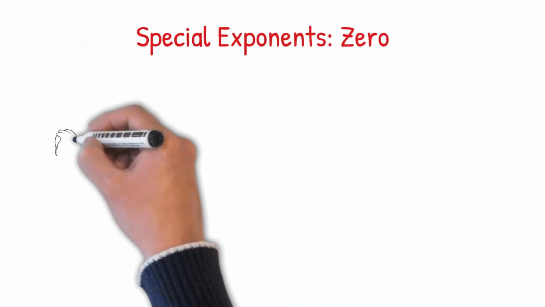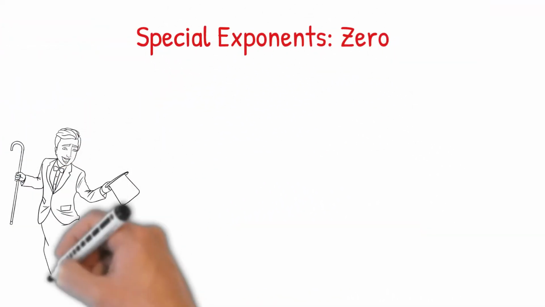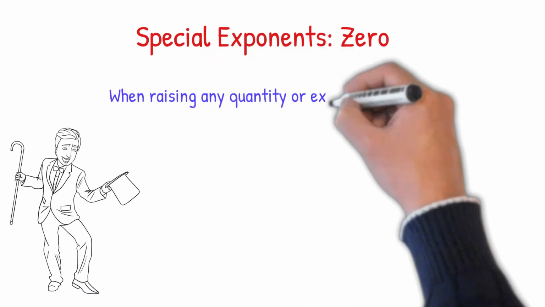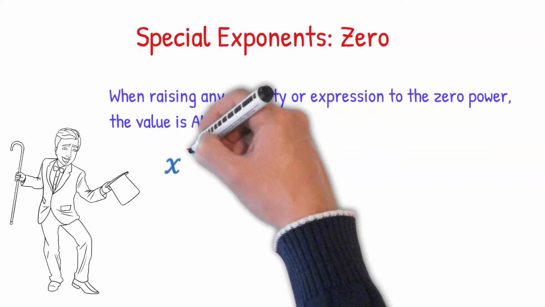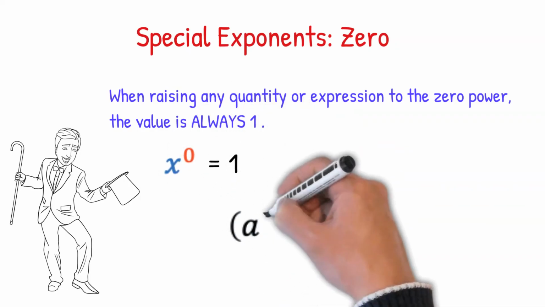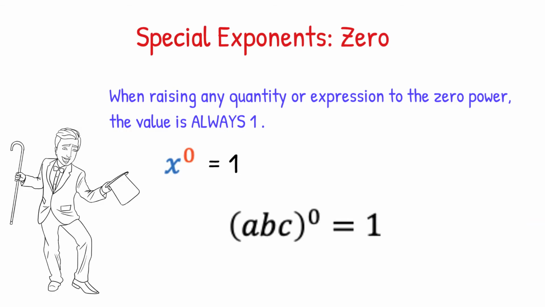Special exponents, the zero exponent. When raising any quantity or expression to the 0 power, the value is always 1. X to the 0 equals 1. ABC to the 0 equals 1.